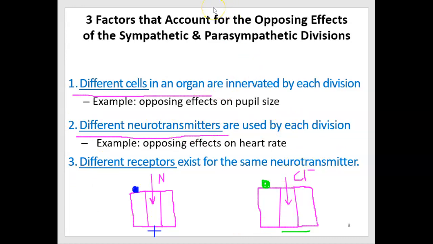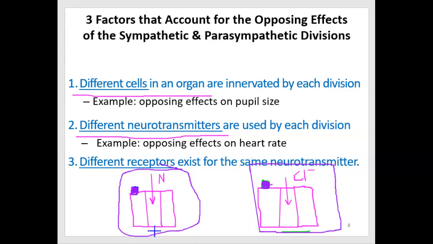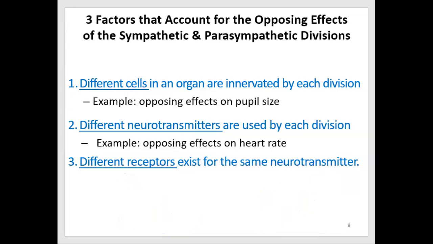Now to complicate things even further, it is possible that the same neurotransmitter can open both of these, but a cell will only have one of them. So this neurotransmitter could be purple, and this neurotransmitter is also purple. So what are you going to say? Is the neurotransmitter excitatory or inhibitory? Well, it's both, but it depends on where you are in the body, which channel is there. That's the easiest way to think of it, or which receptor is there. So I'll show you an example of that.